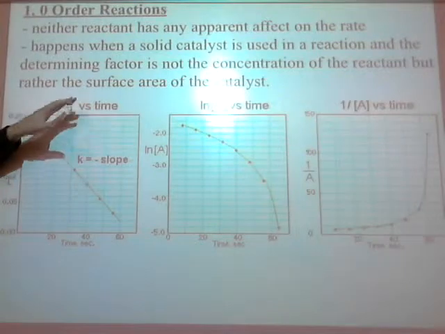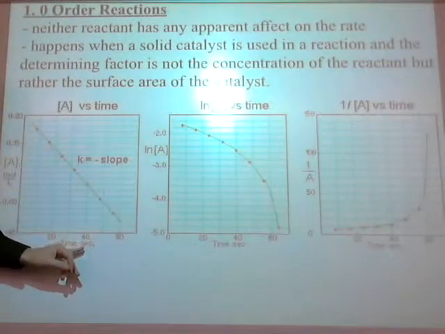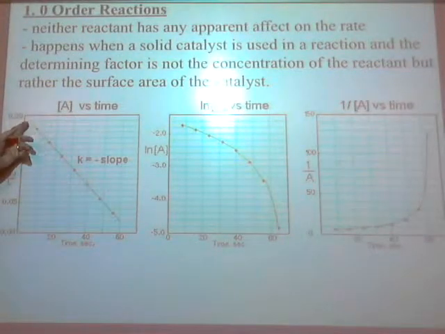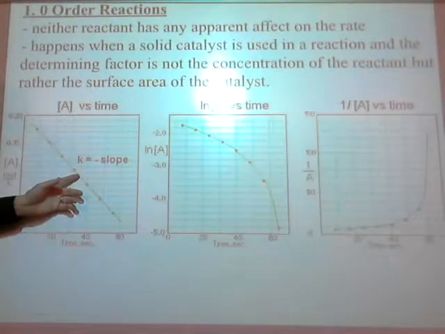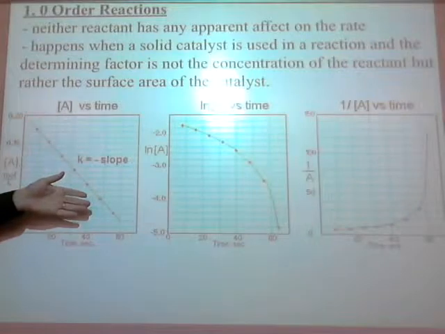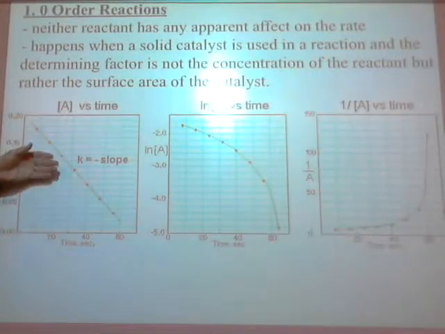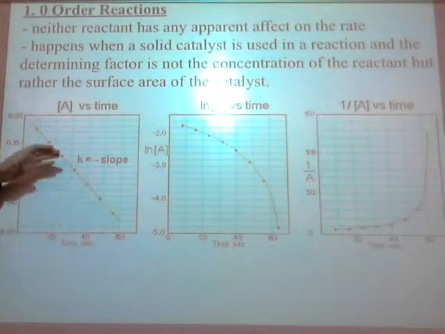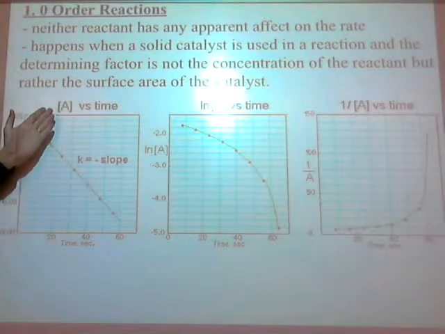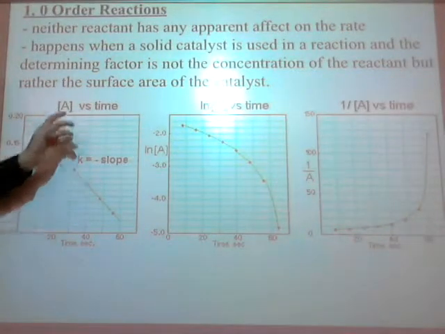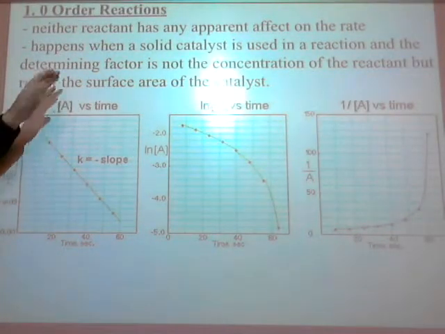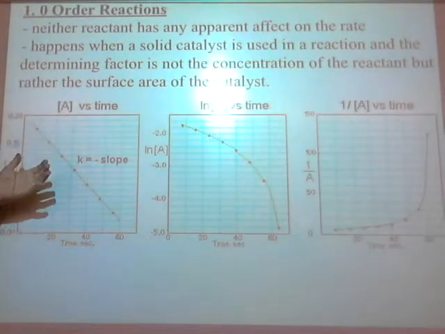If I graph concentration versus time, watch what happens. As the concentration gets lower and lower and lower, does the rate change at all? Is the slope changing? No. And that makes complete sense. The concentration has no effect on the rate of the reaction itself. A zero, up here, for zero order, would make complete sense.